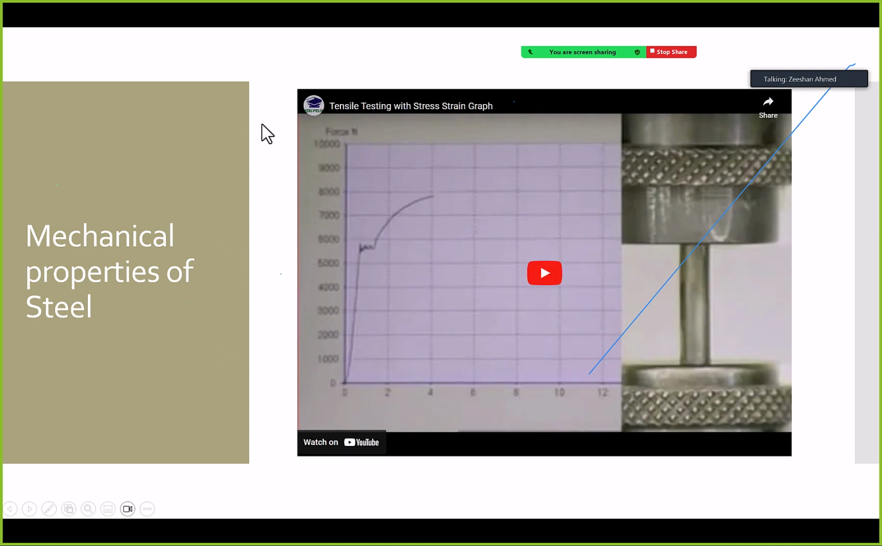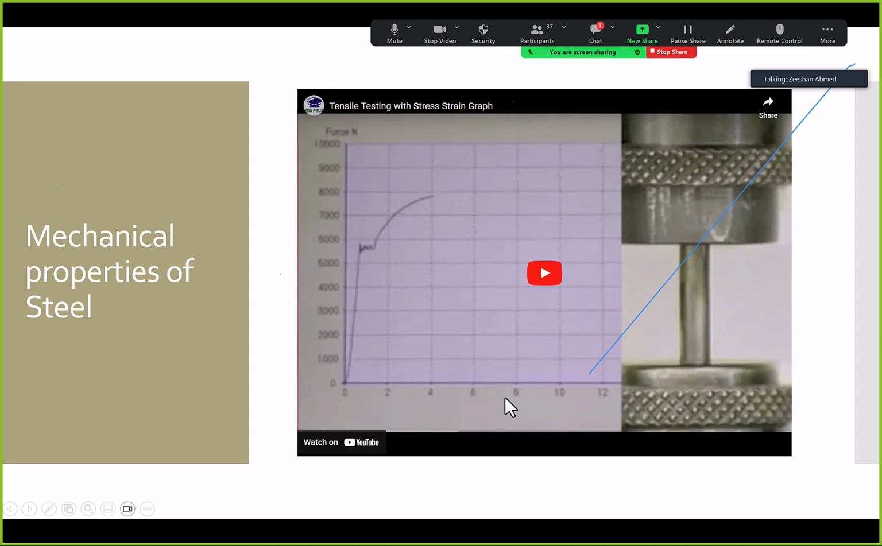Right. So far so good, but here comes the fun part now. What about steel? Somebody tell me, how will you test steel? In compression or in tension? Tension. Yes, tension.